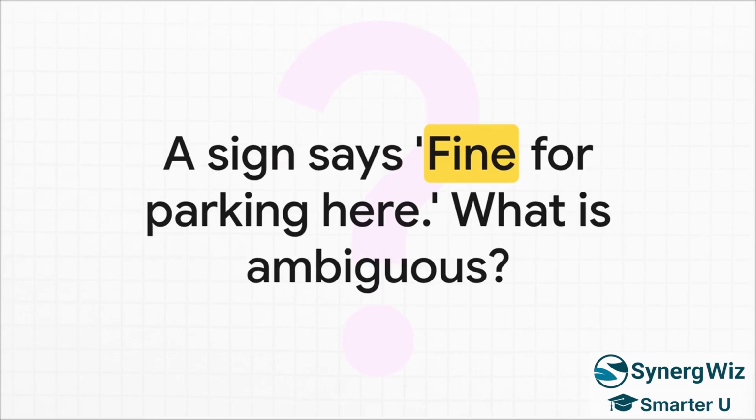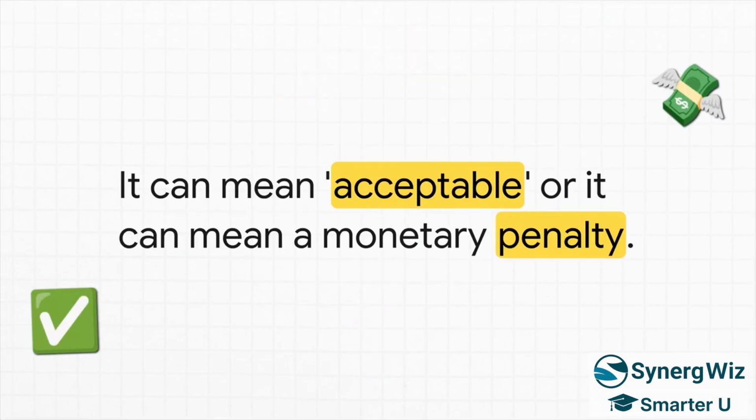Okay, question number two. This is a classic. You see a sign that says, "Fine for parking here." A guy parks his car, thinking it's fine to do so. So, which word here is the source of all the confusion? Is it parking, fine, or here? The ambiguous word is, of course, fine. Does it mean it's acceptable to park there, or that you're going to get a penalty if you do? That one little word makes the difference between a convenient parking spot and a very expensive ticket.